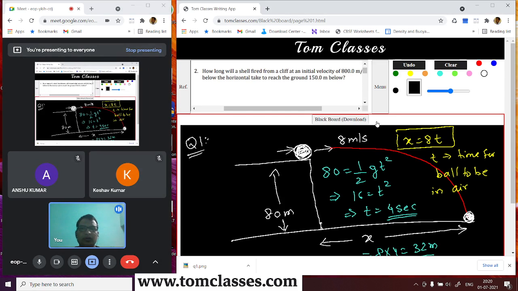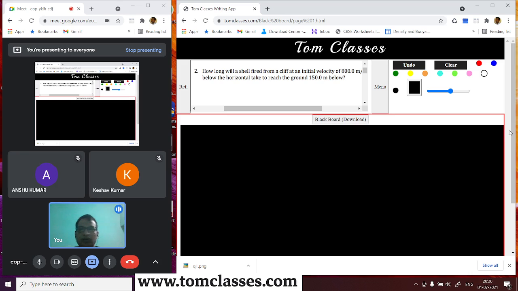Let me clear this. How long will a shell fired from a cliff at an initial velocity of 800 meters per second at 30 degrees below the horizontal take to reach the ground 150 meters below it? So there is a cliff again. Let me mark this. This is question number two.